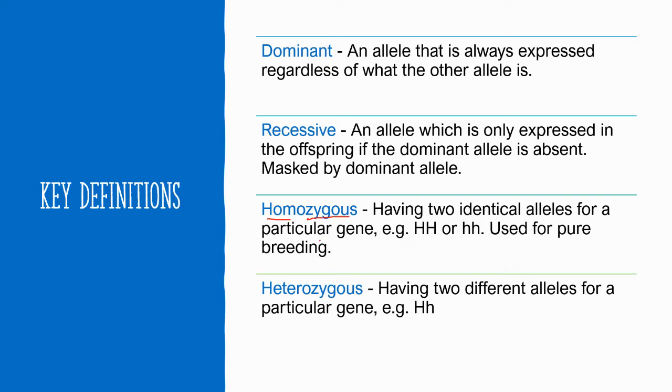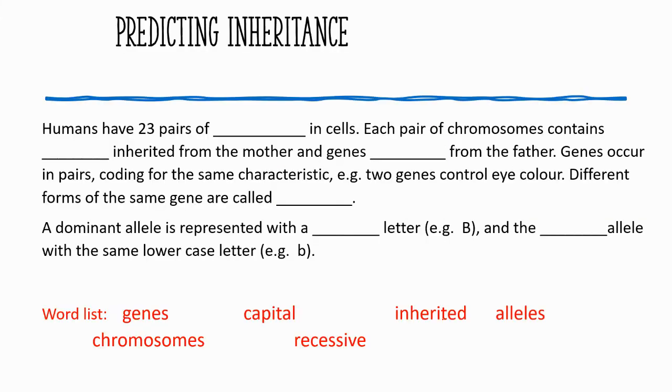So if an organism has two of the same gene, remember you've got two copies because you've got one from each parent, either homozygous dominant or homozygous recessive, then you've got two of the same gene, and that is used for pure breeding. Heterozygous means having two different alleles for a particular gene. So just pause the video and take a moment to fill in the gaps on this. I'll wait for you to pause the video.